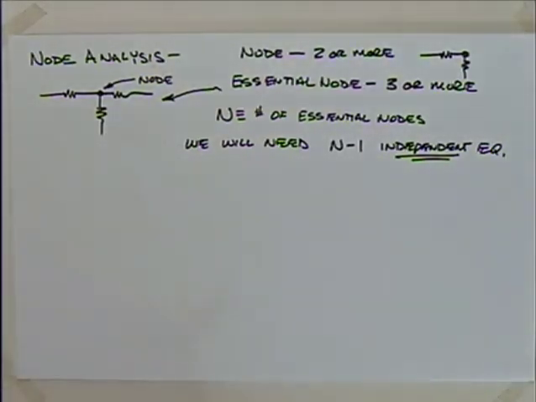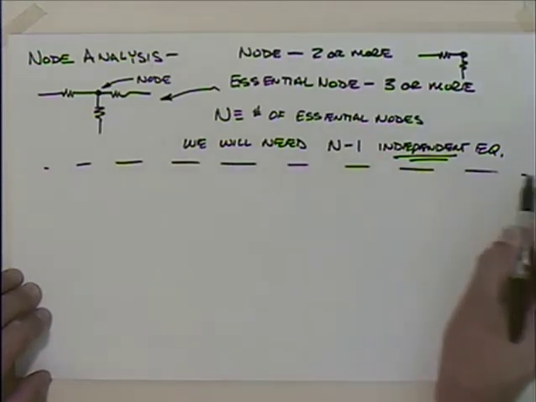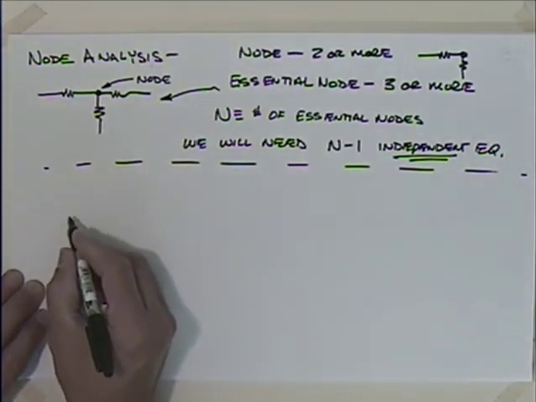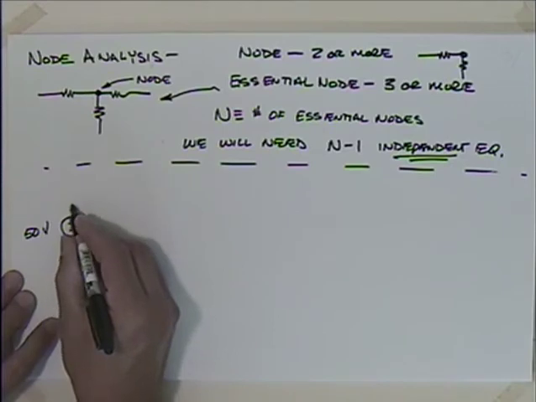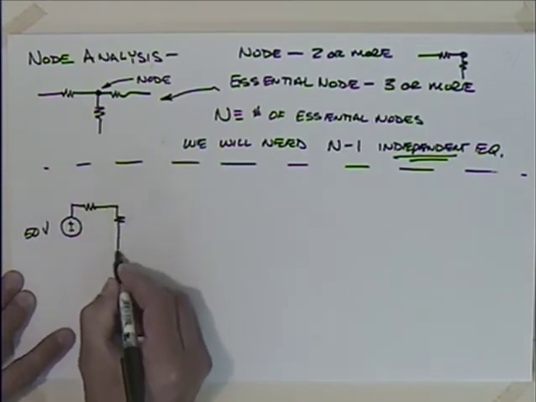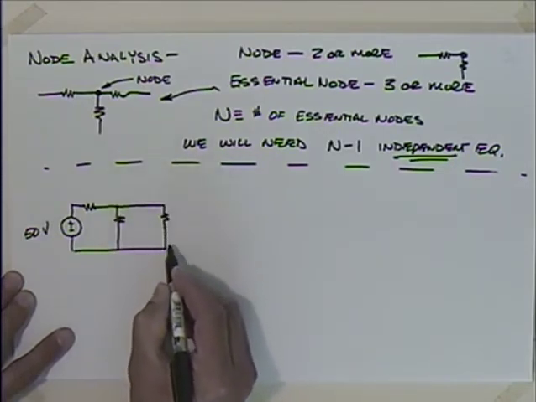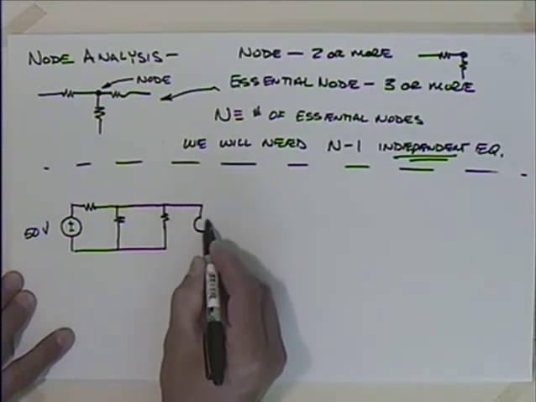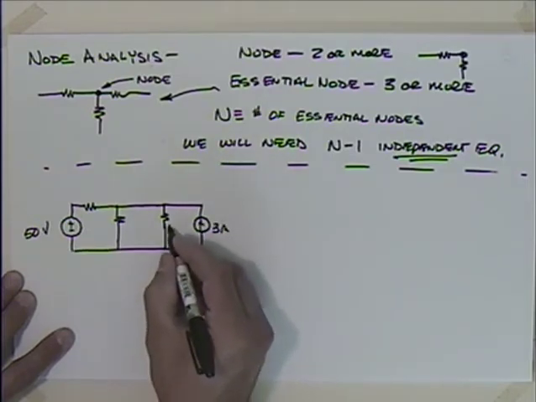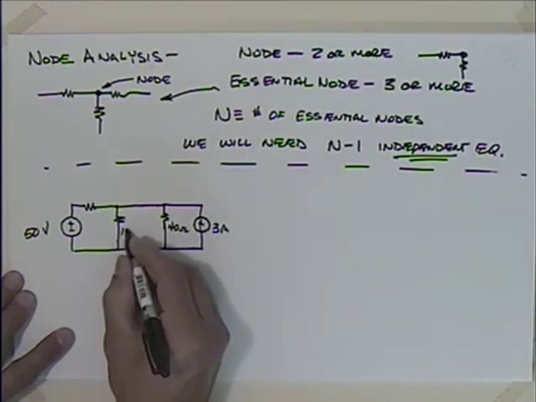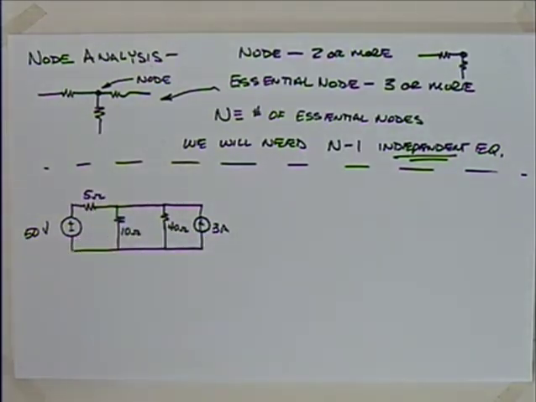Probably the easiest way to explain this is just to dive right into a problem. So I'll leave this up here. Let's try a problem. Fairly easy problem, hopefully. So we'll say that we have 50 volts here, and 3 amps, 40 ohms, 10 ohms, and 5 ohms. I'm sure I've got that documented correctly.